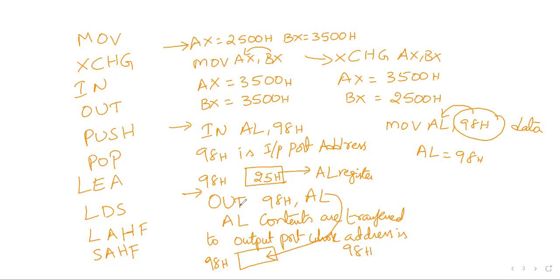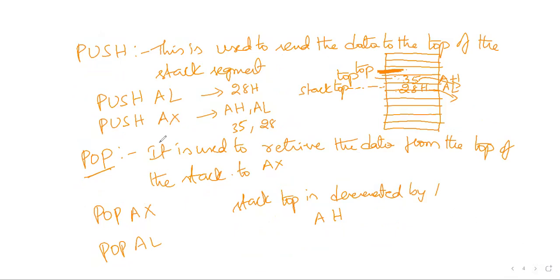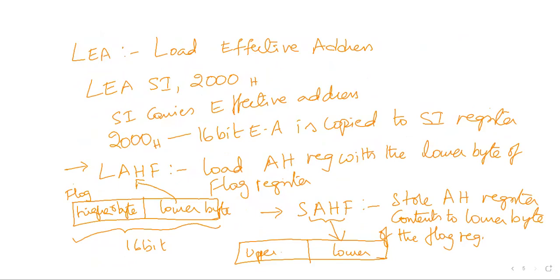Similarly, OUT instructions and PUSH, POP. These are the two stack-relevant instructions. PUSH is to store the data into the stack segment. POP is to retrieve back the stored data. And load effective address, LAHF, SAHF. So these are the data transfer instructions. Thank you.